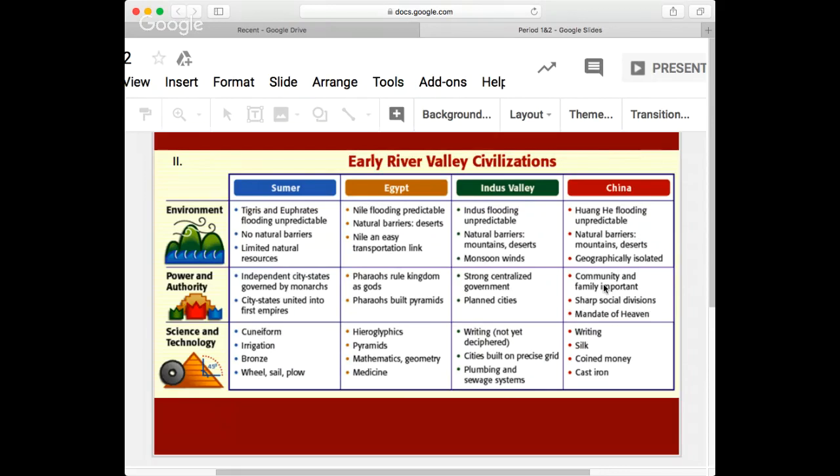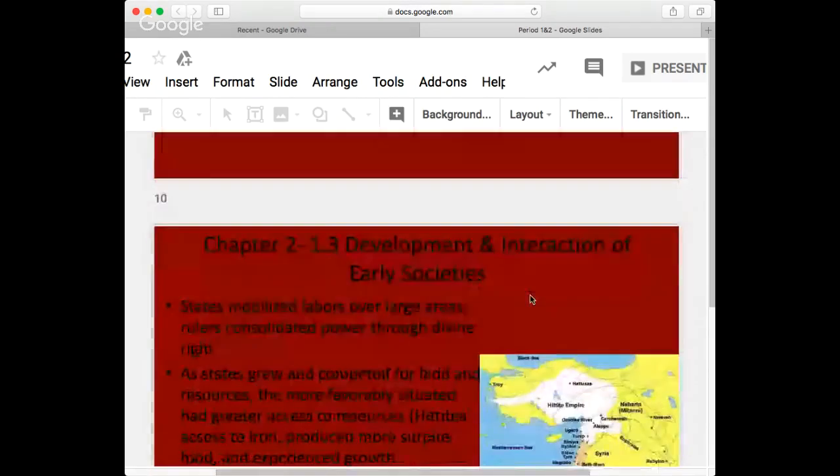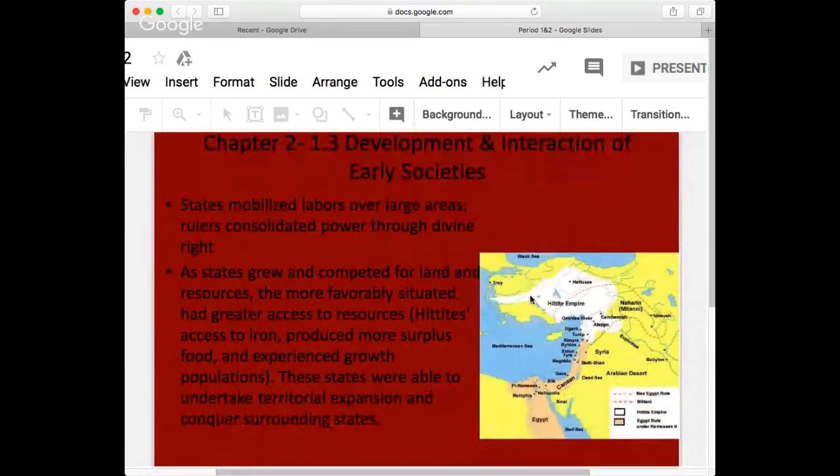The Mandate of Heaven is happening. And they also had writing, they had silk, they had money, they had iron, etc. So those are the four that we focused on when we talked about those early civilizations. Of those early civilizations, they all mobilized labor. So what that means is they organized a system so they could get workers to do work for them.